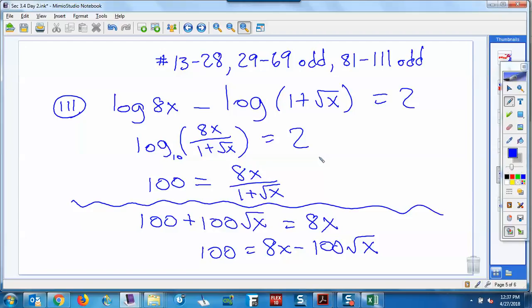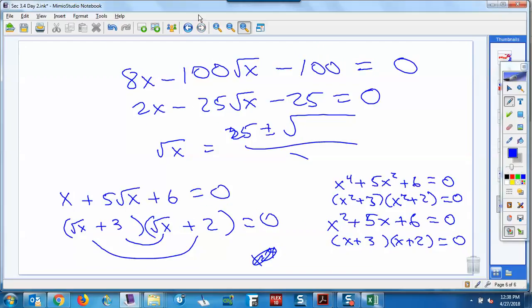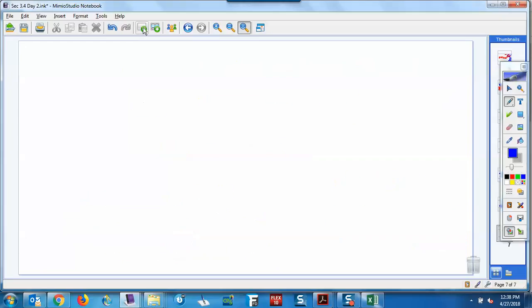Which is okay. I mean, it's worth looking at. It's worth doing. That's why it was assigned. But you won't have that hard of algebra to do on the test. Okay, what else? What else? 59. No. 63.